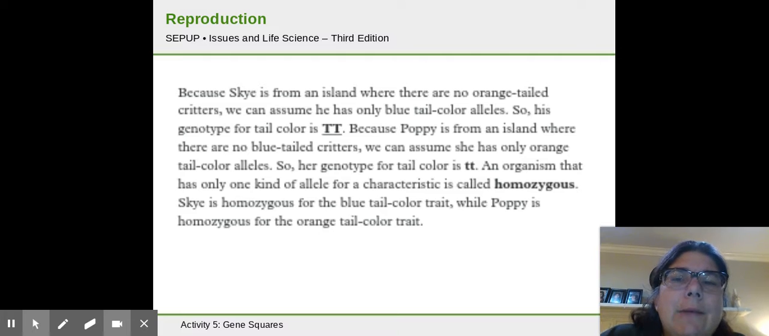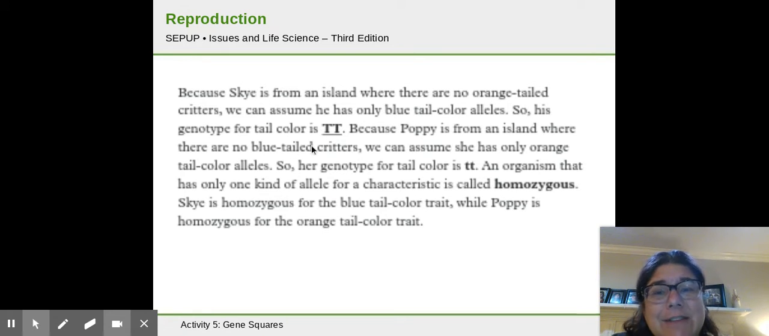Now, because Sky is from an island where there are no orange-tailed critters, no oranges at all, we can assume that only blue tail color alleles are on that island. So he has to have a genotype that is big T, because there's only blue possibilities. Because Poppy is from an island where there are no blue-tailed critters, we can assume that she has an orange tail-colored allele. So her genotype is little t. Otherwise, we would have seen these other colors on each island. An organism that has only one kind of allele for a characteristic is called homozygous. Sky is homozygous for blue and Poppy's homozygous for orange.